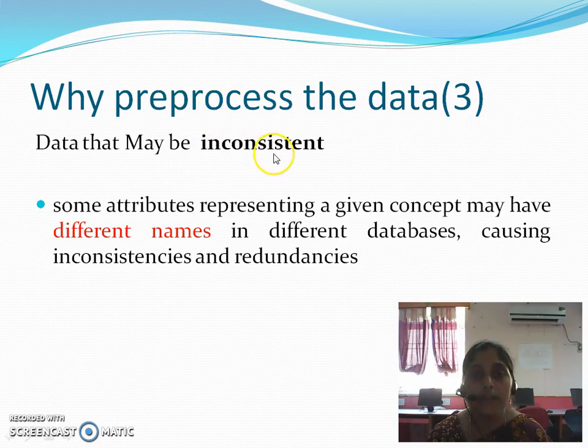Next, data may be inconsistent. That means there are different forms for the data. For example, some of them will store the weight in pounds, and some of them will store the same weight in kgs. At the same time, if you take S number, some of them will use it for storing the student number, and some of them will use it for the serial number. So there are different forms for the data. There is no consistent form in the data, which we have to avoid.